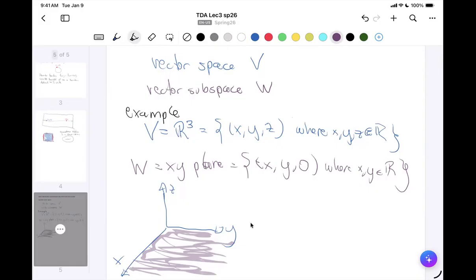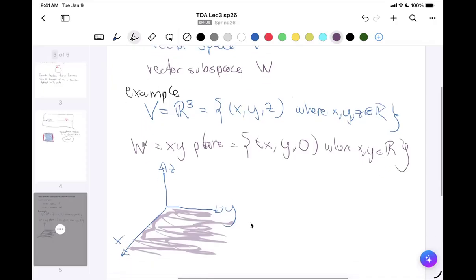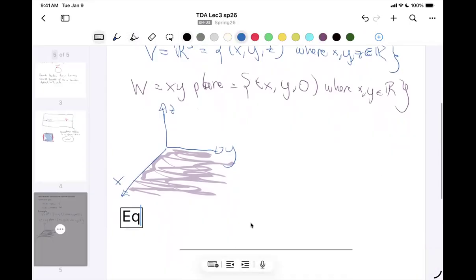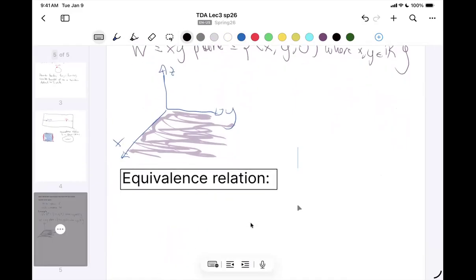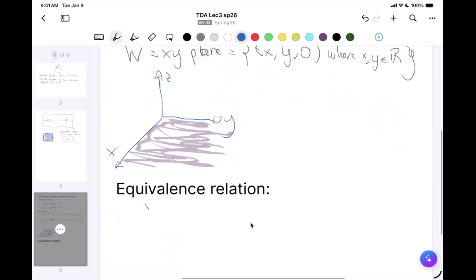So when you have a vector space and a vector subspace, there's an equivalence relation that you can establish. The equivalence relation is that two vectors are related if their difference belongs to the subspace. So here's the equivalence relation. You say that two vectors v1 and v2 are related, v1 is related to v2, provided v1 minus v2 belongs to the subspace.